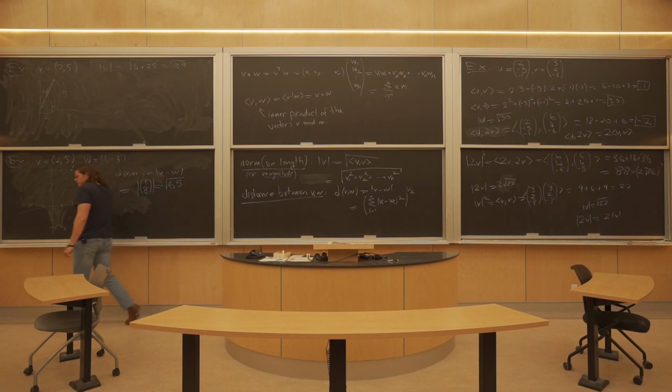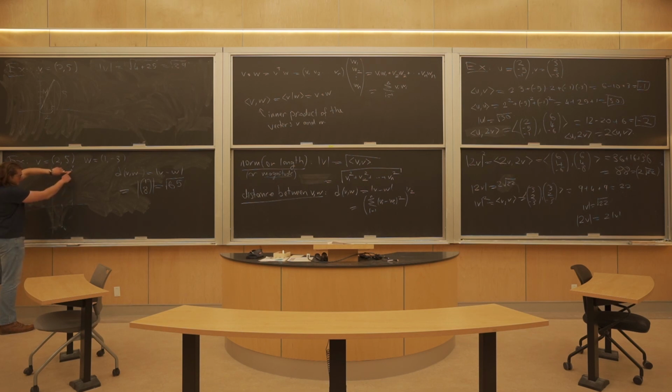This is 5 times 13, so we cannot go further, at least without a calculator necessarily. So it should be the case that the length of the line segment that connects v to w should have length root 65.